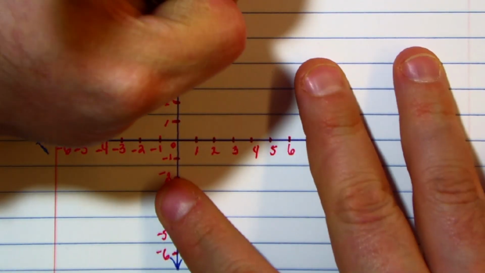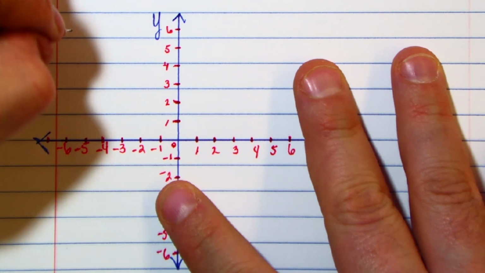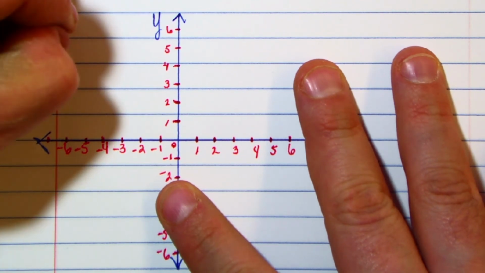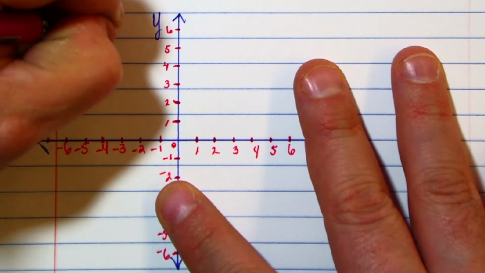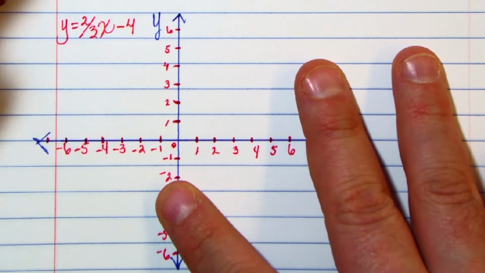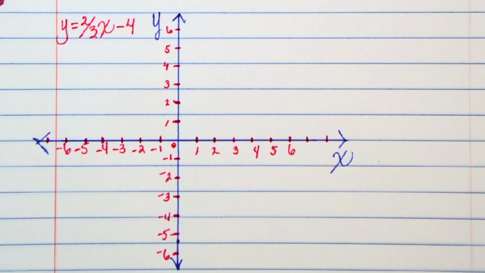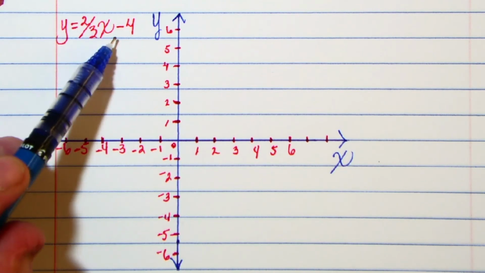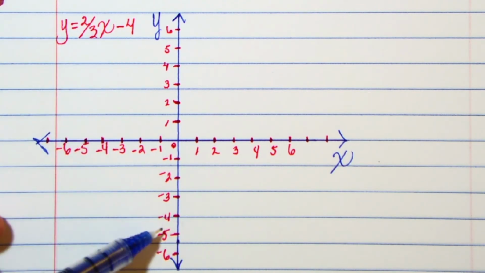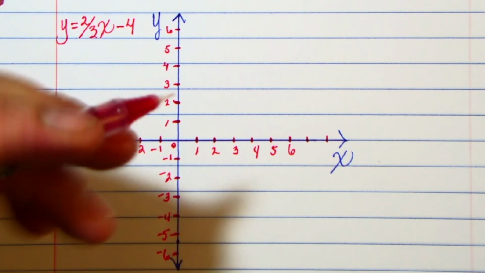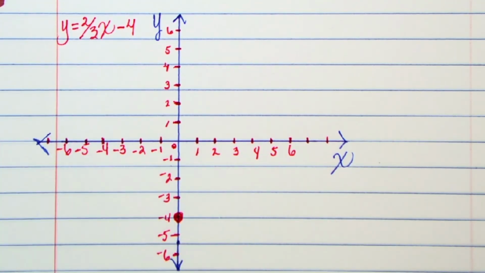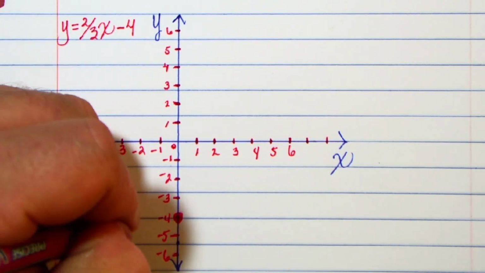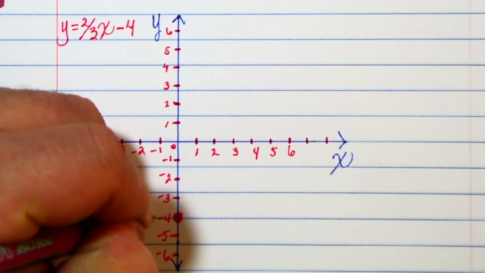Now, let's graph this line. y equals 2/3 x minus 4. Y'all watching me? Let's go down to the y-intercept of -4. Okay, that's where we're going to put a dot. And that's my y-intercept.